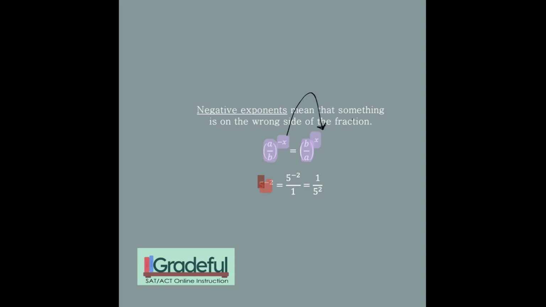Similarly, if we had 5 to the negative 2, well, any number is itself over 1, but the negative means that that's on the wrong side of the fraction. So the 5 to the negative 2 moves to the other side, and the exponent becomes positive, leaving what's underneath all of that, which is the invisible number 1. So 5 to the negative 2 is the same as 1 over 5 squared.